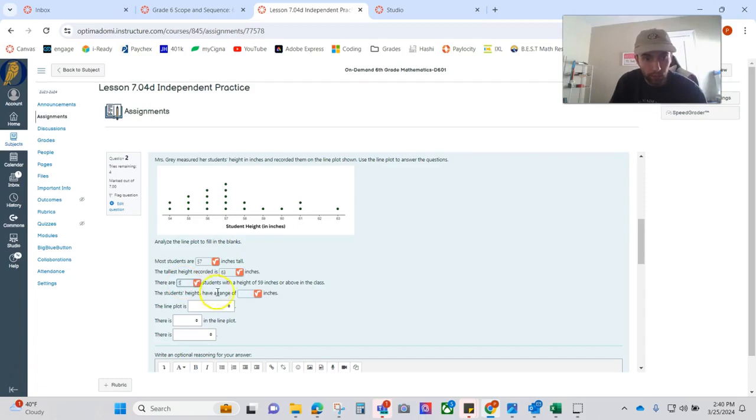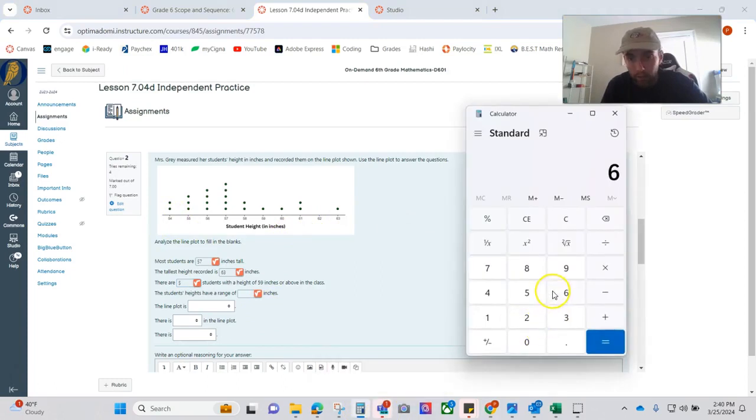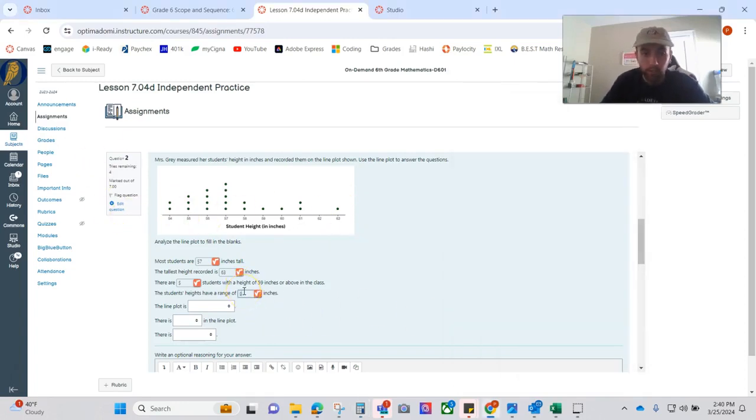The students' heights have a range of blank inches. So my biggest number minus my smallest number, that's how we find range. The difference between the highest and lowest. My highest number is 63. My lowest number is 54. So I can do 63, biggest number, minus smallest number, 54. Tallest person minus shortest person is 9. We have a range of 9 inches. This line plot, is it symmetrical or skewed?